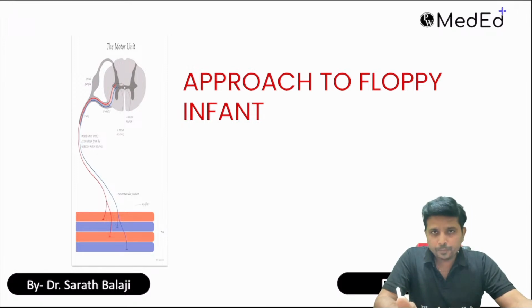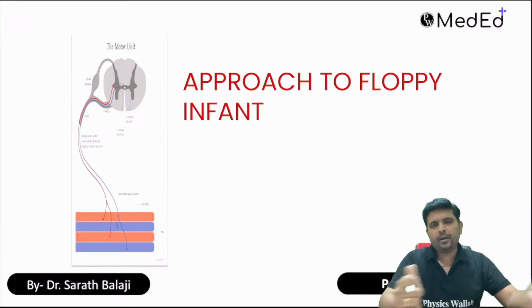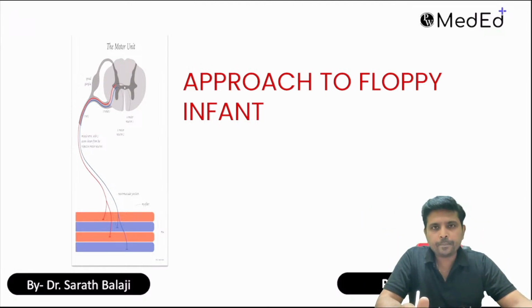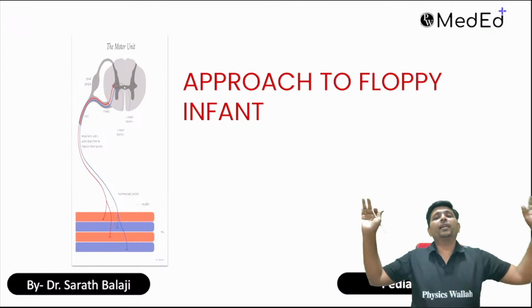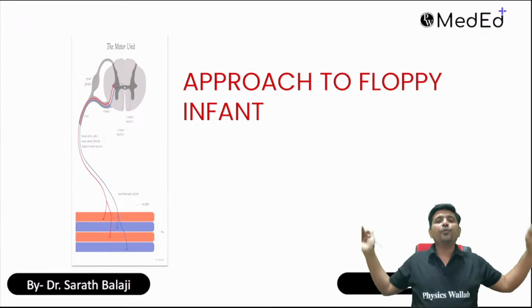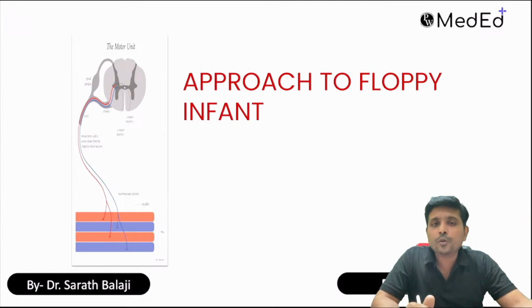Whenever a child is born, it should move its limbs, its upper limbs and lower limbs. If the child doesn't move its upper limb and lower limb, what will happen? It will look as if the child is lying in a frog-leg position without moving any limbs. I repeat, without moving any limbs. This is called the frog-leg position. This is called floppiness or weakness.